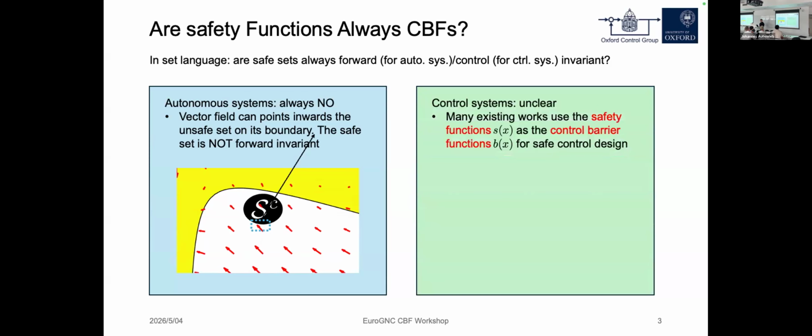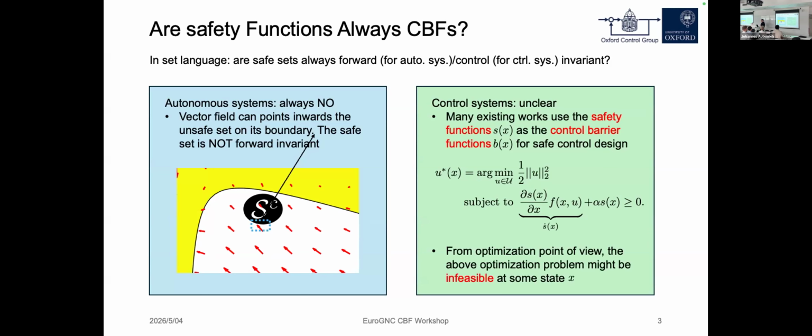But how about the control system? I would argue that the question is very unclear, because many existing works simply use the safety function S of x as a barrier function for safe control design. For example, they use this S of x function in a classical CBF quadratic programming framework, where the constraint is simply S dot plus alpha S greater or equal to 0. I design the controller, and hopefully it works.